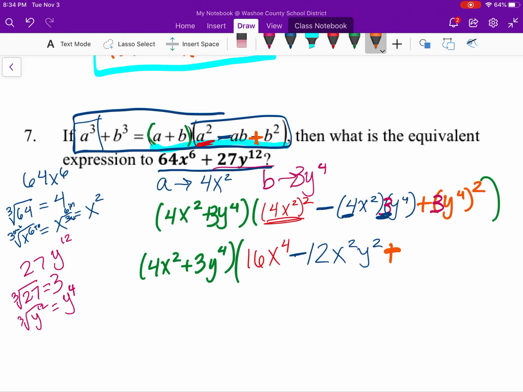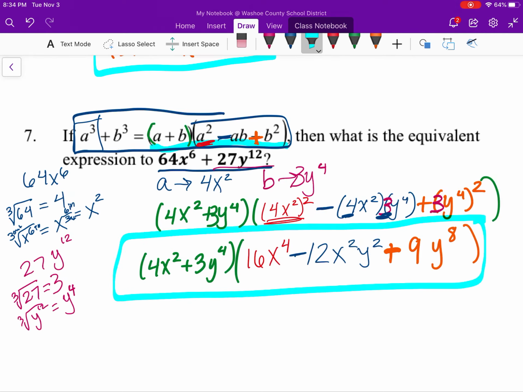And lastly, I have a plus. And this is why that 3 is really important, because I forgot it originally. I would have gotten this part wrong. So 3 squared gives me a 9. And then y to the 4th squared, your exponent properties tell you that you're going to multiply those. So this becomes y to the 8th. Okay, so now that you've simplified everything inside, this is what this would factor out to. And that is the end of your notes.